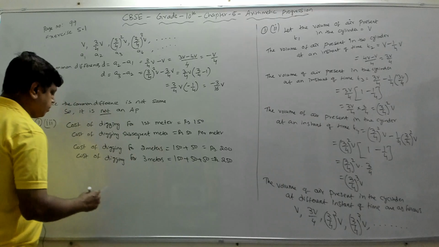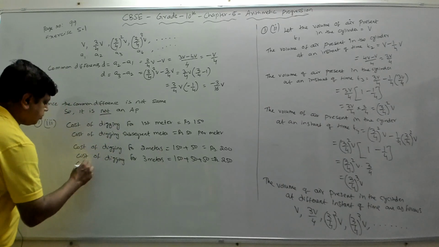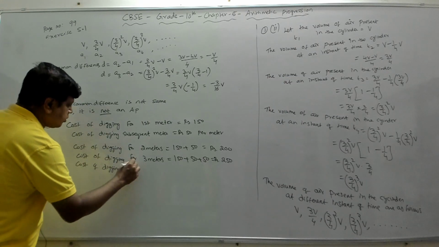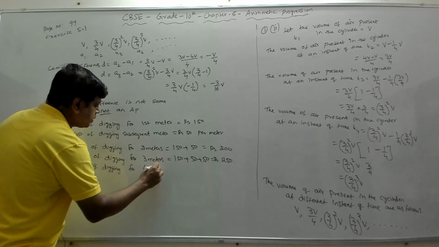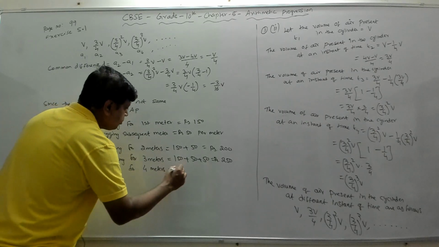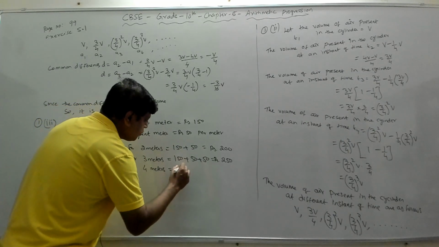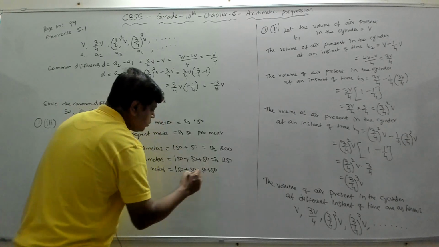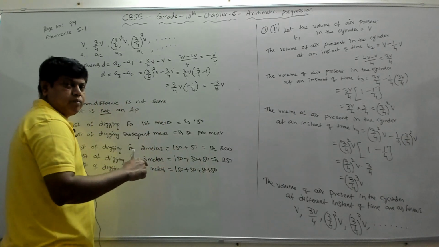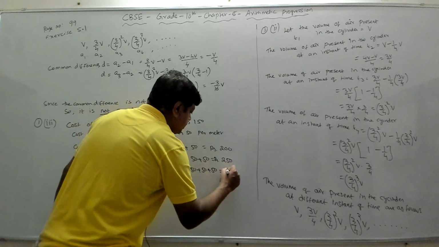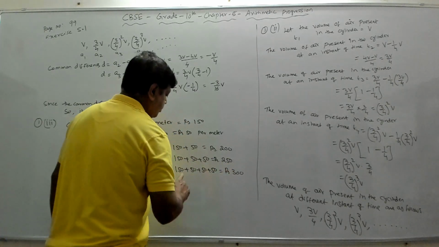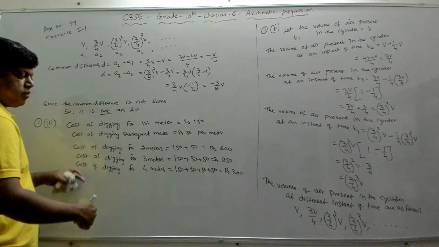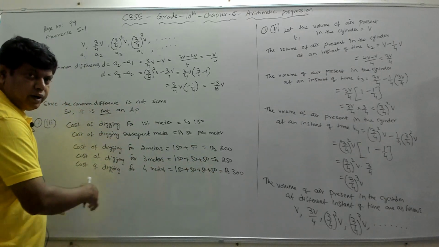rupees, right? Now again cost of digging for 4 meters. If you dig for 4 meters, first meter it is 150, second meter 50, third meter 50, fourth meter 50. So this is the cost for digging 4 meters. That will be equal to rupees 300. If you add 150, 200, 250, 300. So now we can find for first 4, then we'll write the list of numbers.